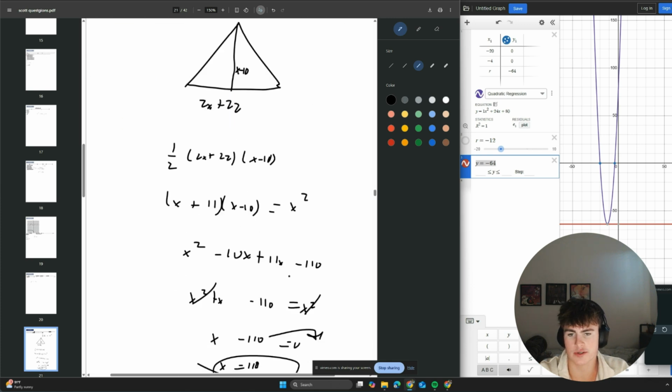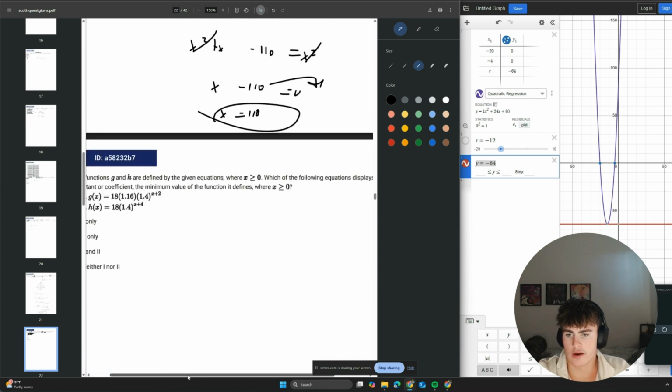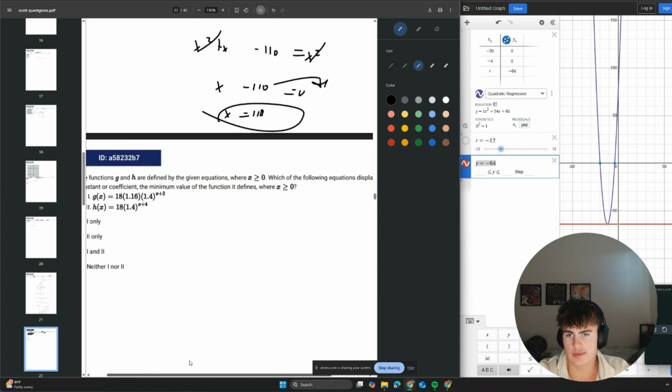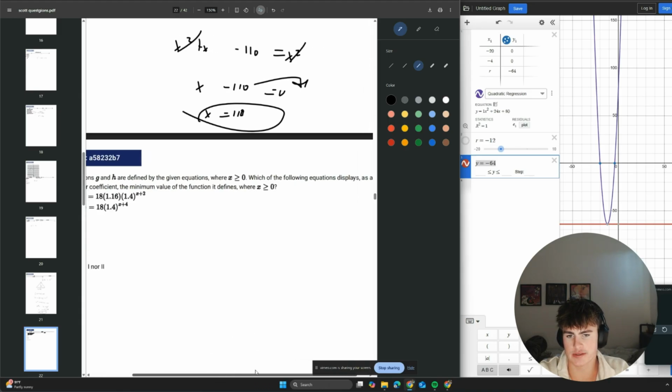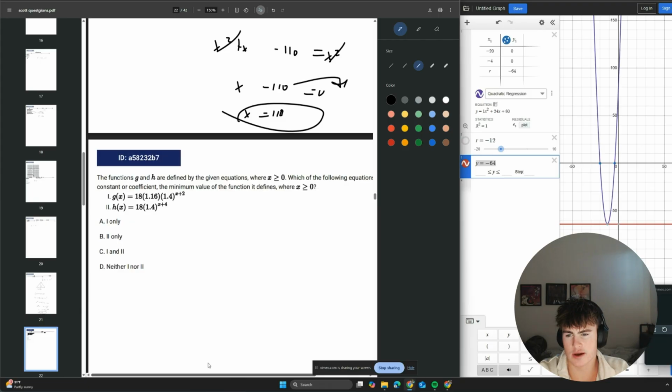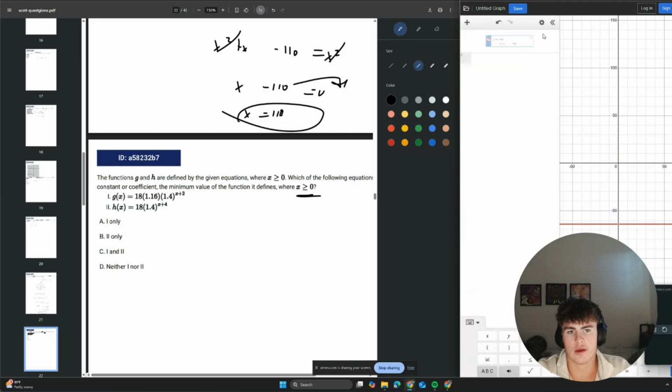Maybe that's wrong, I'm not sure, but alright. The functions g and h are defined by the given equations where x is greater than or equal to 0. Which of the following equations displays as a constant or coefficient the minimum value the function defines where x is greater than or equal to 0? Okay, so first I'm going to plug these in. 0.16, 0.4. You've got to put parentheses if you have more than one number.